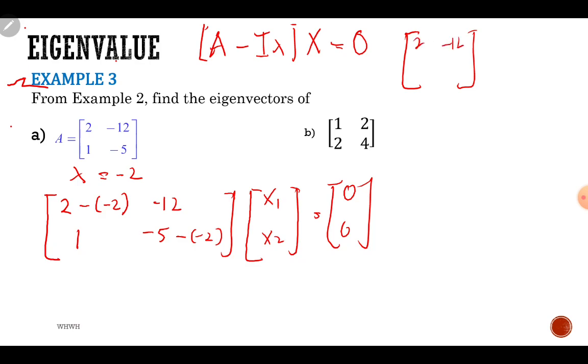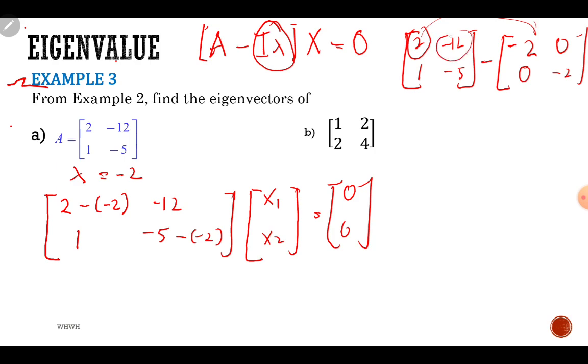2 tolak -12, 1 tolak 5 tolak dengan lambda I. Lambda I kita adalah -2, 0, 0, -2. So saya terus masukkan terus lah. 2 tolak dengan -2. Okay. And then -12 ni tolak 0. So tak ada tolak. 1 ni pun tolak 0. -2. -5 ni tolak 2. That's why kita boleh je make it short dan terus A ni kita tolak terus dengan lambda. Sebab kita tahu matrix I kita is just 1, 0, 0, 1. So, and then multiply with lambda, jadilah I lambda.